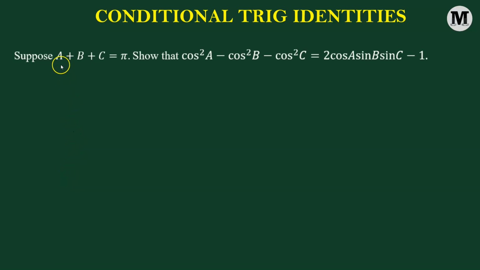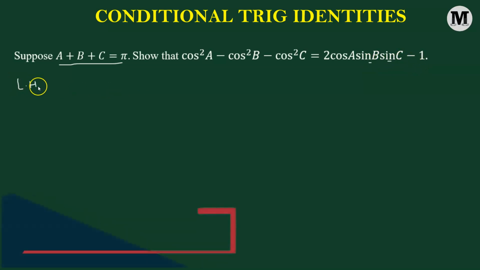So here we have a condition given to us that A, B, and C add up to pi radians. We need to show that cosine squared A minus cosine squared B minus cosine squared C equals 2 times the product of cosine A, sine B, and sine C minus 1. Okay, let us begin our proof from the left hand side.